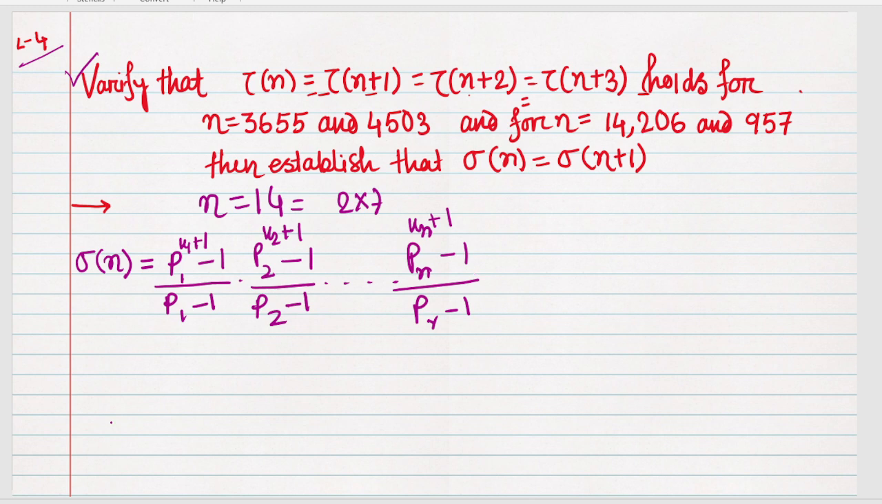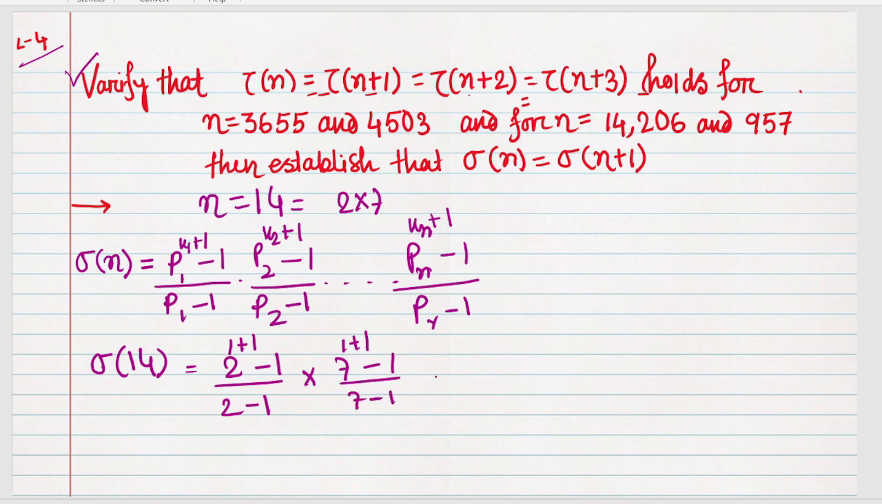Initially we have to find the sigma of 14, which is nothing but 2 to the power k1 plus 1, that means 2 to the power 1 plus 1 minus 1 by 2 minus 1, into the product of 7 to the power k2 plus 1, that is 7 to the power 1 plus 1 minus 1 by 7 minus 1. If we work it out, we will have the answer, that is 24.